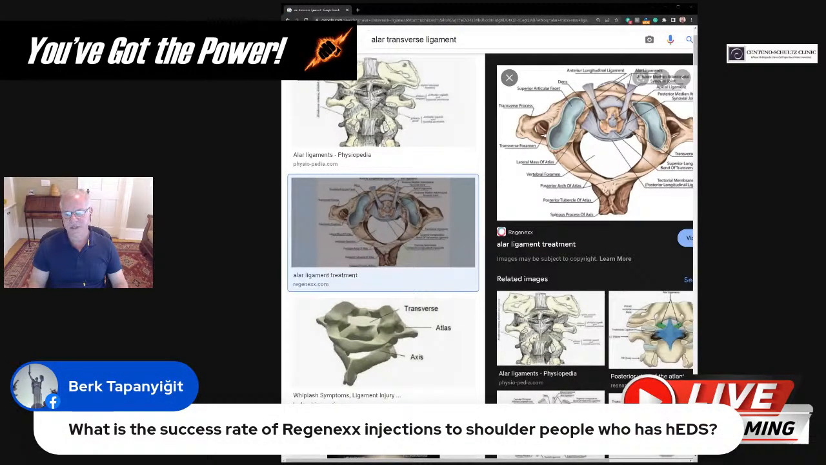Burke, what is the success rate of Regenexx injections to shoulders in people who have HEDS? So treating shoulder pain due to HEDS is pretty common for us, and it works well. It could be PRP based or could be bone marrow based, depending on what's going on with the shoulder. But generally, that works well. We just need to do a hands-on physical exam and see what's unstable: the AC joint, the glenohumeral joint, etc., and whether or not there's any other damage that's occurred, like rotator cuff, labrum, that kind of stuff.